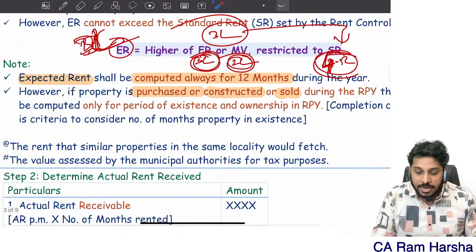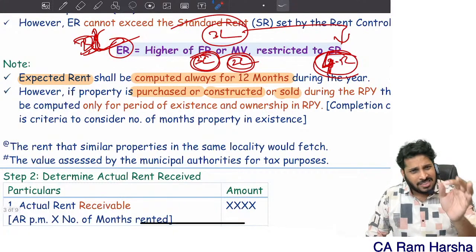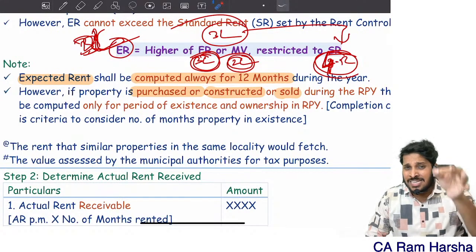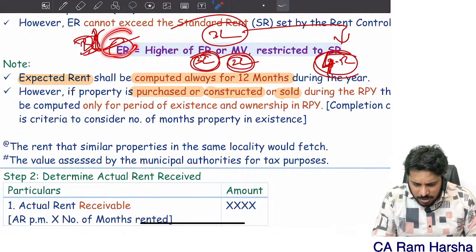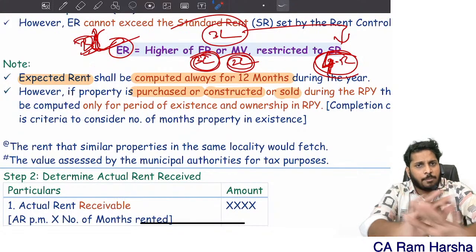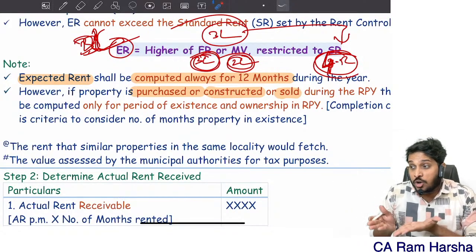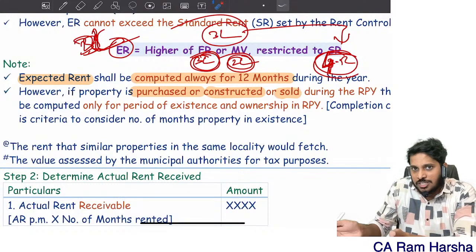Then expected rent is computed for how many months? 6 months only. Do not compute for more than that, because you are owner only for 6 months.